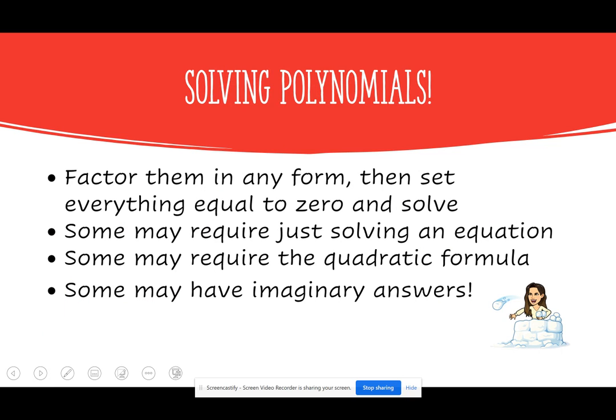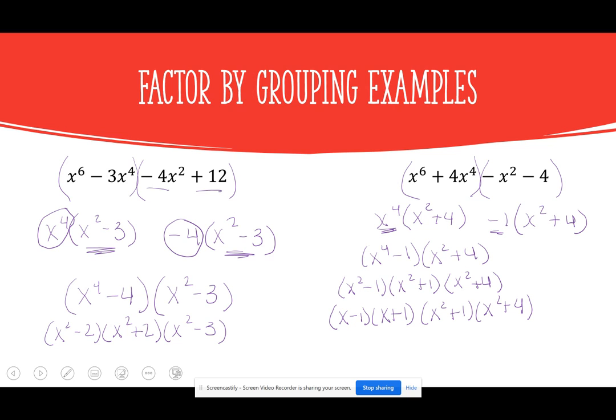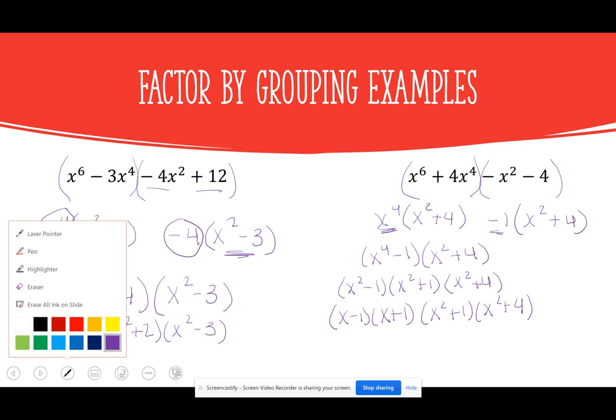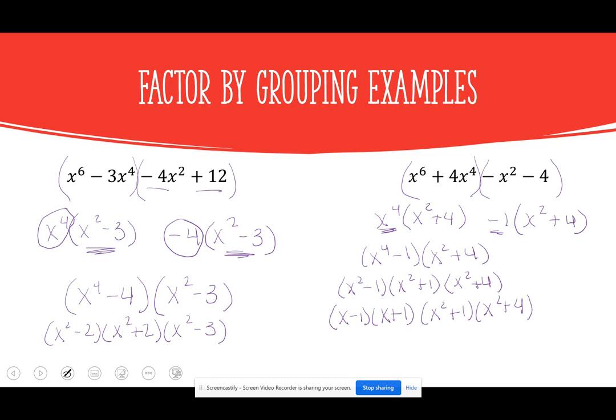So the last thing we're going to look at is actually solving these. So your first step is to factor them no matter what form they're in, and then set all your parentheses equal to 0. So I'm going to just come back to this one as an example. So we would have to do x minus 1 equals 0, x plus 1 equals 0, x squared plus 1 equals 0, x squared plus 4 equals 0, and solve them. So clearly this first one we add 1, so we get x equals 1. Subtract 1, x is negative 1.